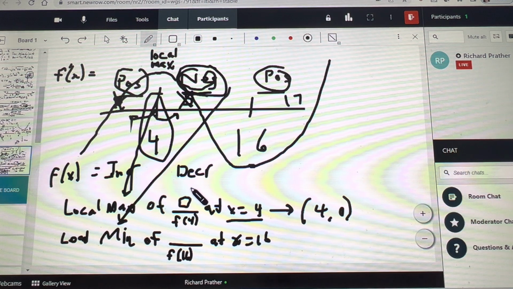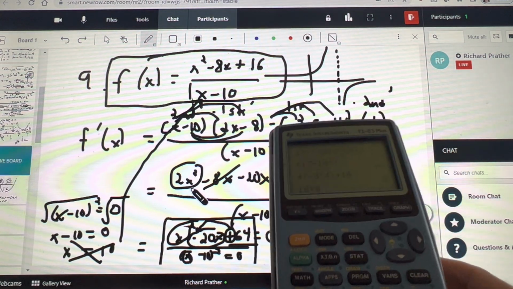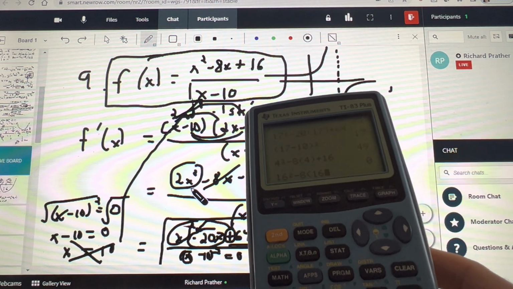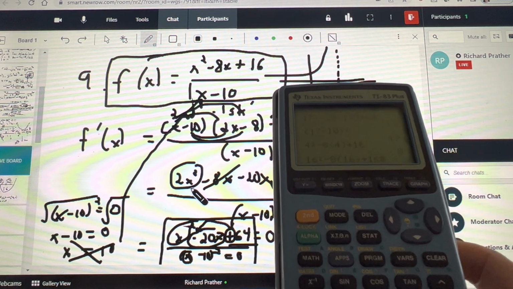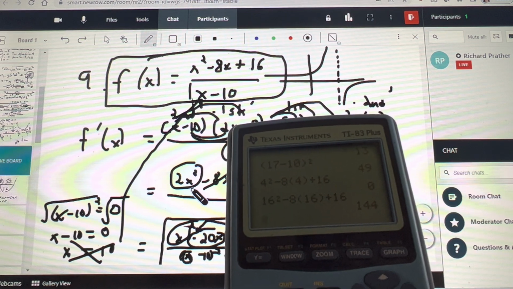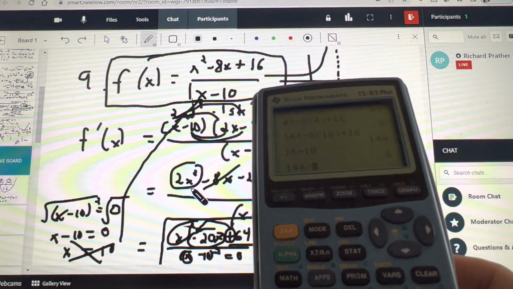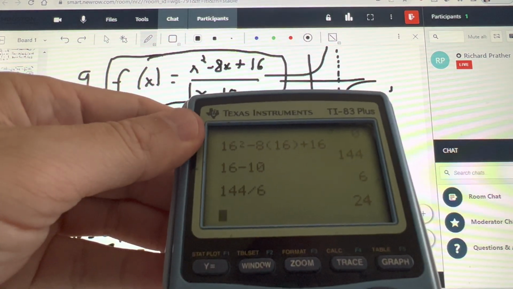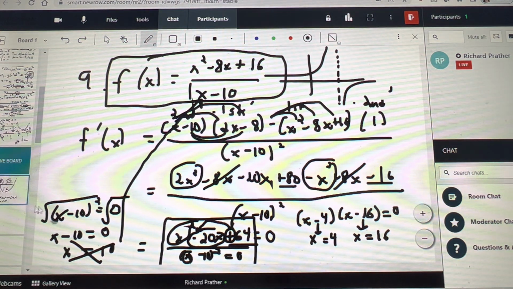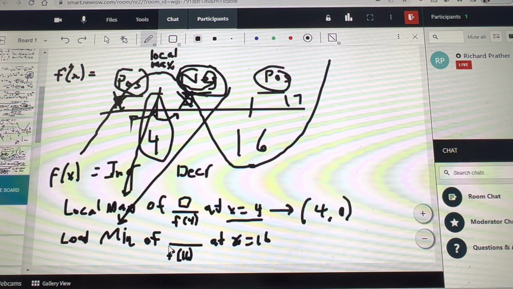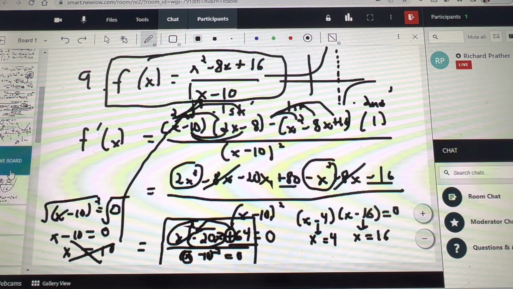And then if I do f of 16, the top would be 16 squared minus 8 times 16 plus 16. The top is 144. The bottom would be 16 minus 10, or 6. 144 divided by 6 is exactly 24. So there's a local minimum, although that doesn't make sense that that's 24. I must have done something wrong, because the minimum can't be higher than the maximum.